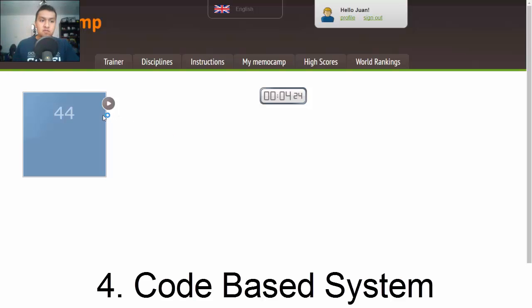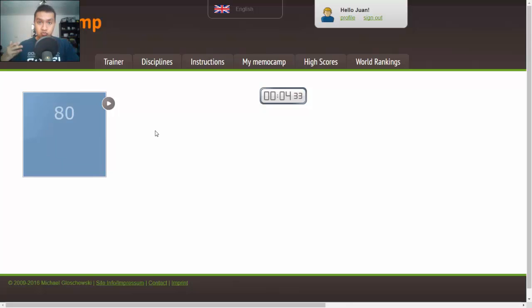So 44. The first 4 has to be an R. The second digit is an O. So I got "rock," okay? Rock. And what happens here is I don't really need to have an association or a location or anything, because when I saw 44, I broke it down. The first 4 has to be R. The second 4, oh yeah, that's an O. Oh yeah, rock. Boom, got it.